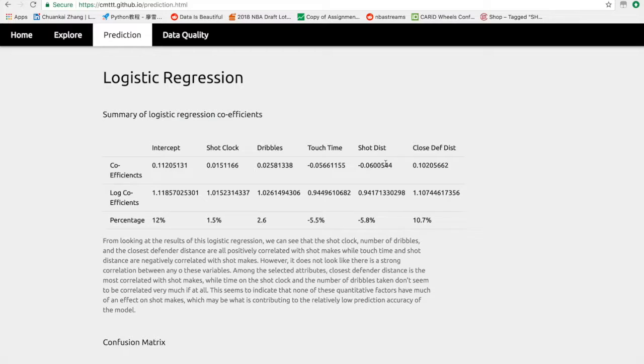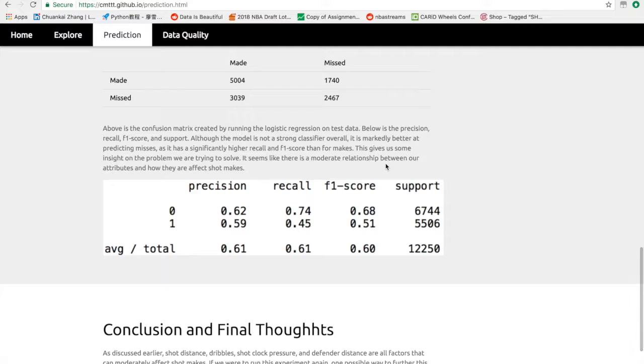All of these seem to match our assumptions and make sense from a logical point of view. But it is worth noting that none of these attributes seem to have a strong relationship with shot make. As a result, this model only produced a test accuracy of 61%, which is only 10% higher than random chance. This was also the best performing model among the ones we used, which seems to imply that none of these 5 factors have a strong effect on shot make. It is worth noting, though, that the model was significantly better at predicting misses than makes.